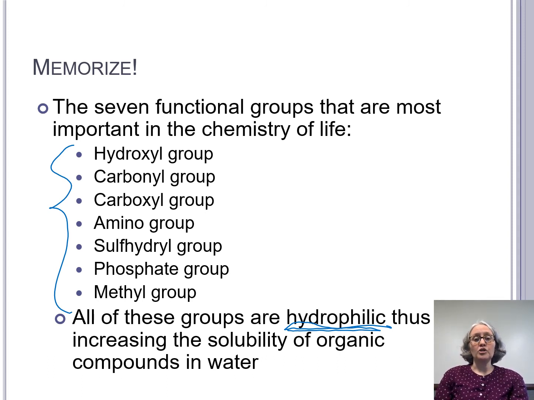For each of these functional groups, you should be able to do the following. Number 1, you should be able to name it. Number 2, you should be able to draw it. Number 3, you should be able to name compounds that contain it. And number 4, you should be able to tell me some important functional property of that functional group.